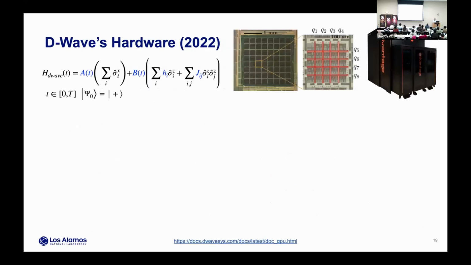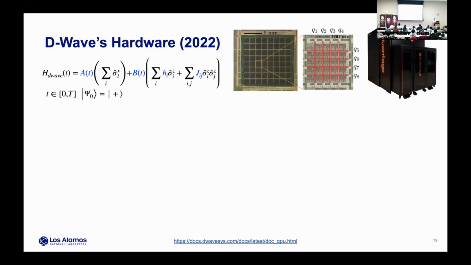So let's talk a little bit about the device that D-Wave built and sells. They have a superconducting architecture. There are these little nanowires that are embedded in a chip, a 2D fab process. And each nanowire is a qubit. You can see them circled in red there.